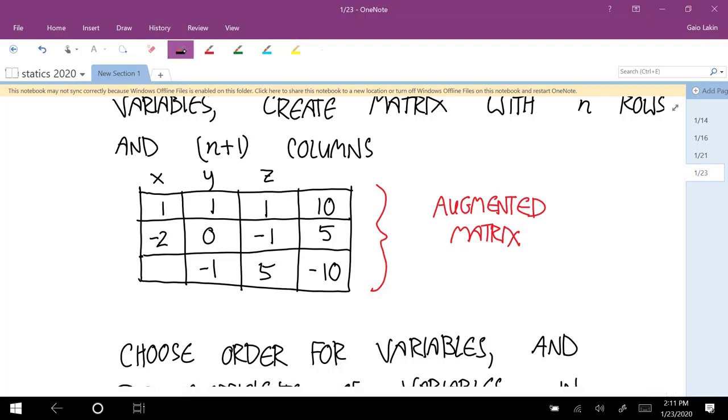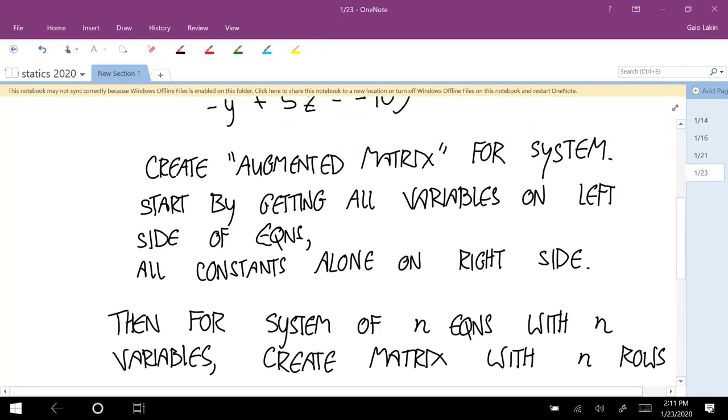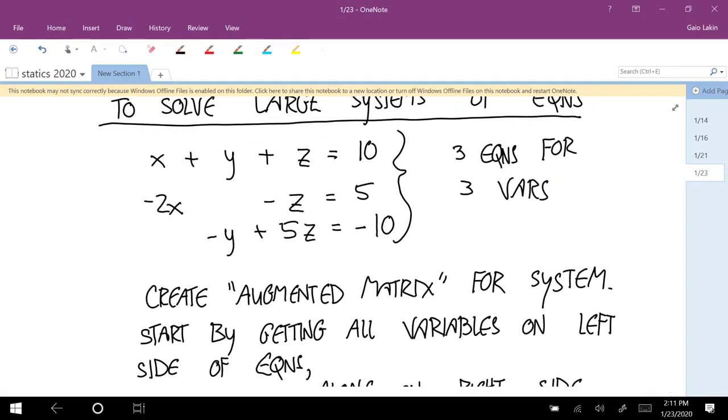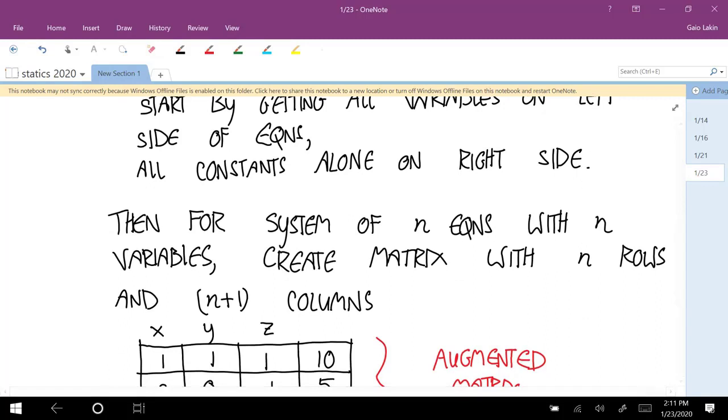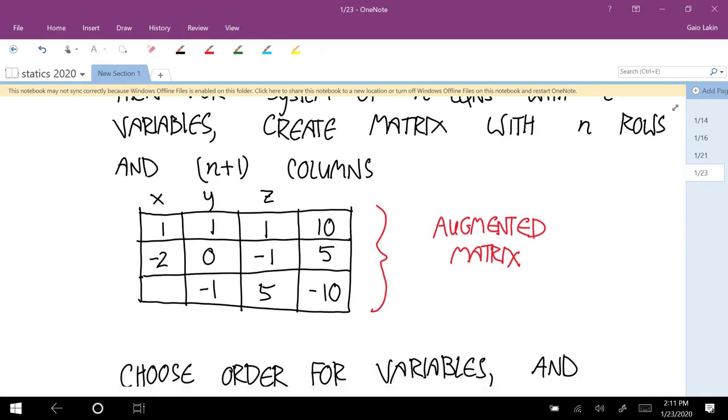Once you have that entered in your calculator, let me point out before I say that, what would have happened if I didn't get the constants alone on the other side of the equation? If I'd left them all on the left side of the equation, I would have entered negative 10 for the first equation, negative 5, positive 10, and you get the wrong answers. You actually get exactly the opposite answers. So those need to be alone on the right side of the equation.